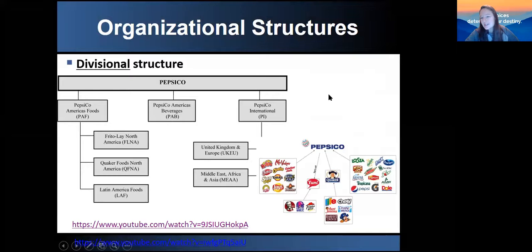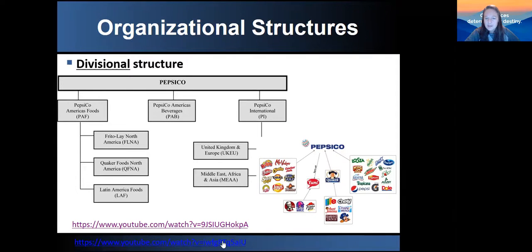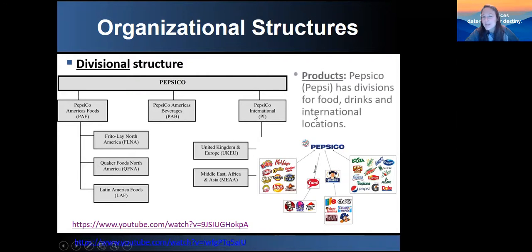PepsiCo is another example of a divisional structure. You can see by this picture, they've got a lot of different brands. And it's interesting because when we think about Pepsi, we think about soda. But actually Pepsi is known around the world just as much for their snacks as they are their soda. We just didn't know that those snacks fell under PepsiCo, which was born and bred in New Bern, North Carolina.